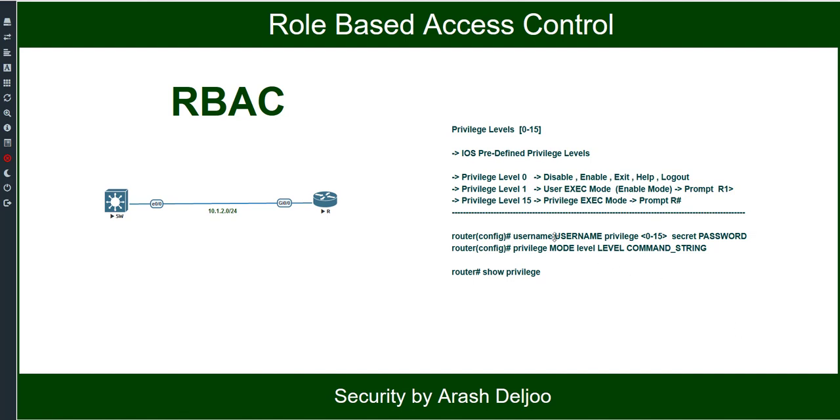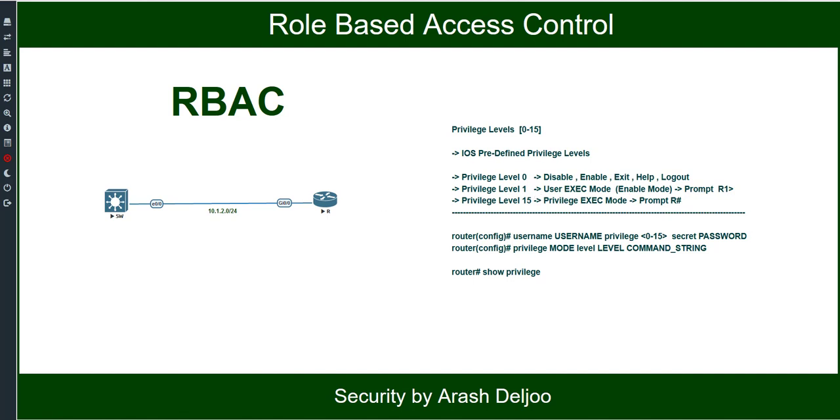Let me review the privilege levels 0, 1, and 15. About the privilege level 0, it includes the disable, enable, exit, help, and logout commands. About the privilege level 1, also known as user exec mode or user mode, the command prompt in this mode includes a greater than sign, for example, R greater than. From this mode, it is not possible to make configuration changes. In other words, the command configure terminal is not available.